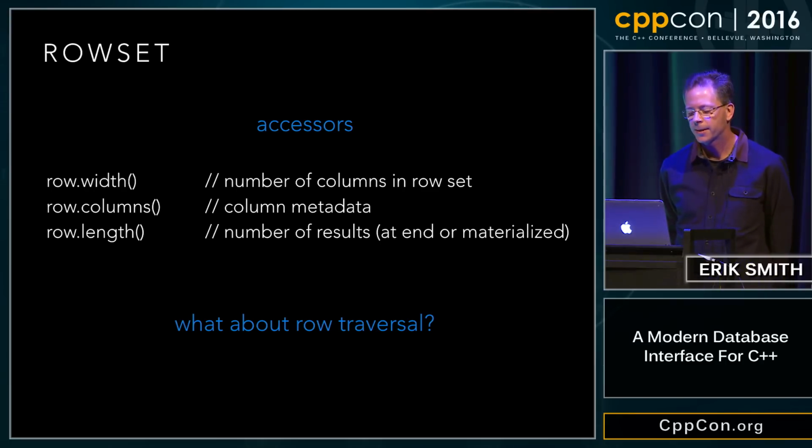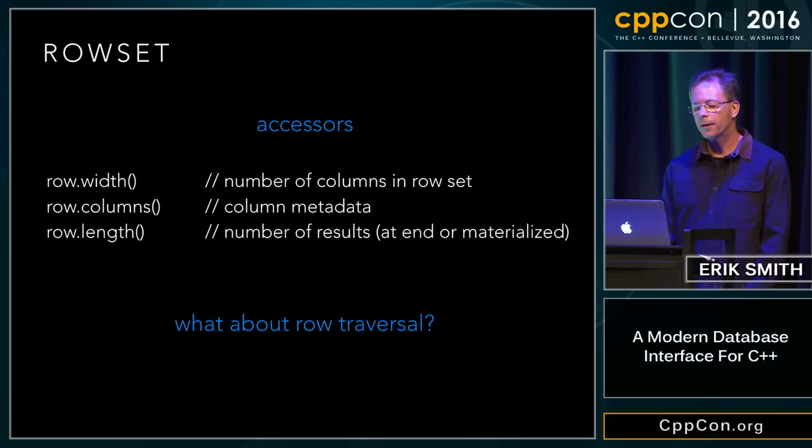Okay, now we get to the row set. So the minor accessors in this row set are things like row.width, which would just be the number of columns. It's a useful thing if you're trying to loop over it. Row.columns returns column metadata so that you can get the names of the columns. Row.length is the number of rows in your result set. And this would only be defined if you actually read all of the results or if you had some type of mechanism that was materializing them up front. But I still have it in here just to have a general notion of what a row set can do.